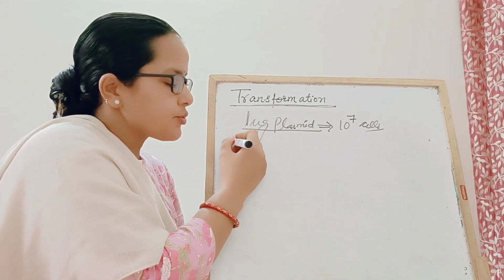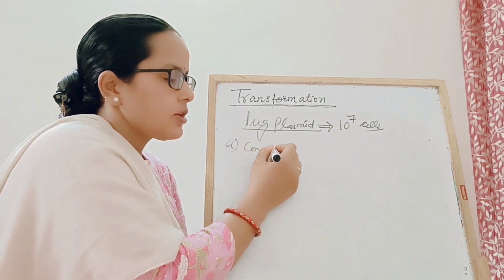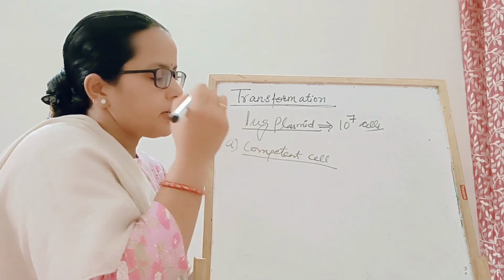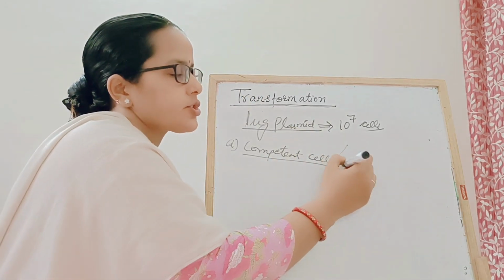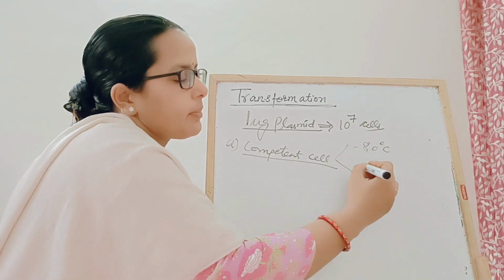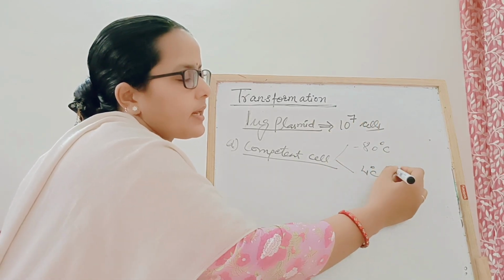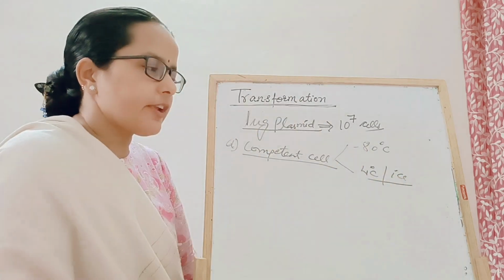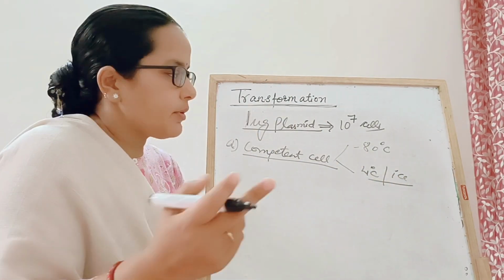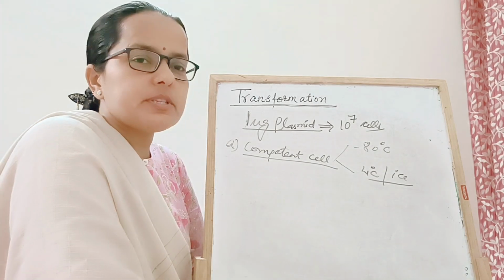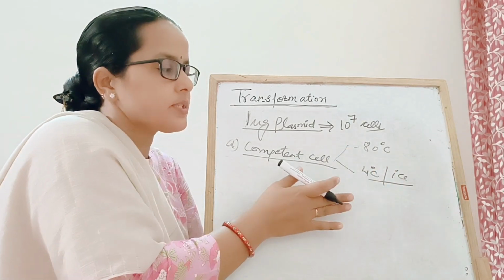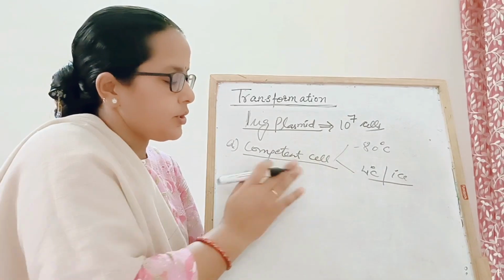One thing is you should have competent cells. As I explained in the previous lecture, you can store them at -80 degrees, or at 4 degrees, or on ice if freshly prepared the previous day, meaning one day before your transformation. The cells you prepared one day before and preserved on ice, those cells you can use.